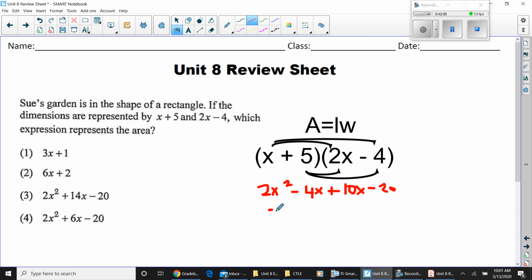All I have to do is combine like terms. You have 2x squared, and in the middle you have those two terms that are like terms. You have negative 4 plus 10, that is a plus 6x. And you just bring down that negative 20, and 4 is your answer.